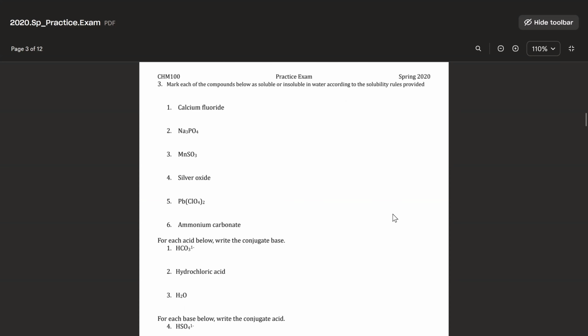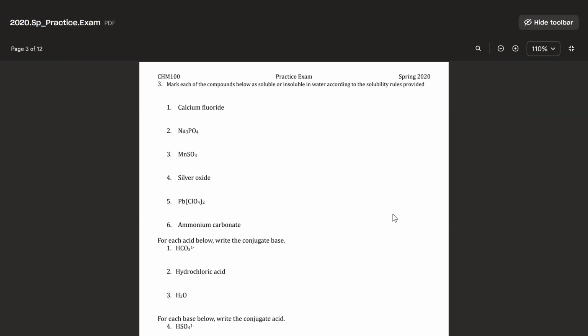Part 3 is nomenclature, including polyatomic ions. Did you ask about polyatomic ions? Yeah, polyatomic ions are going to be on here. So I assume you still know your polyatomic ions. They're not going to be an entire page on the polyatomic ions, but there are some of the points in here.